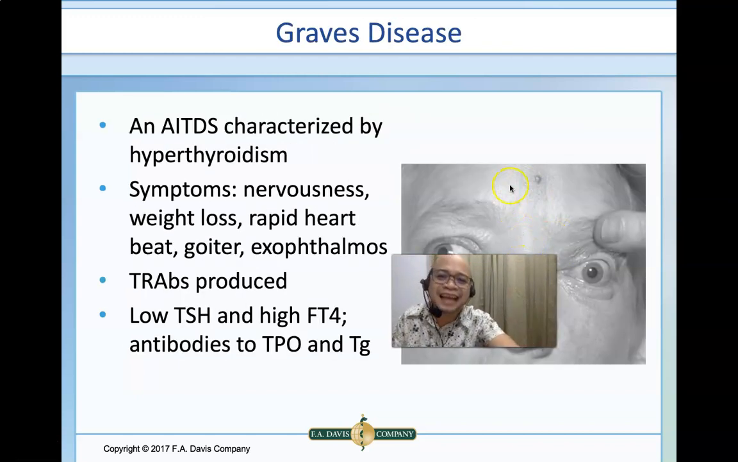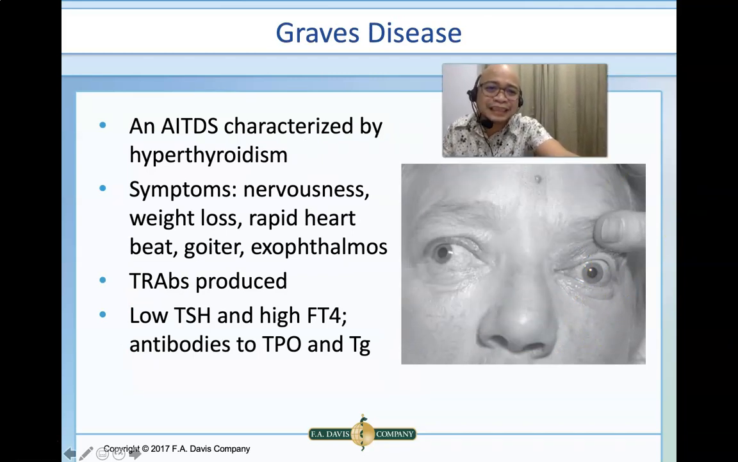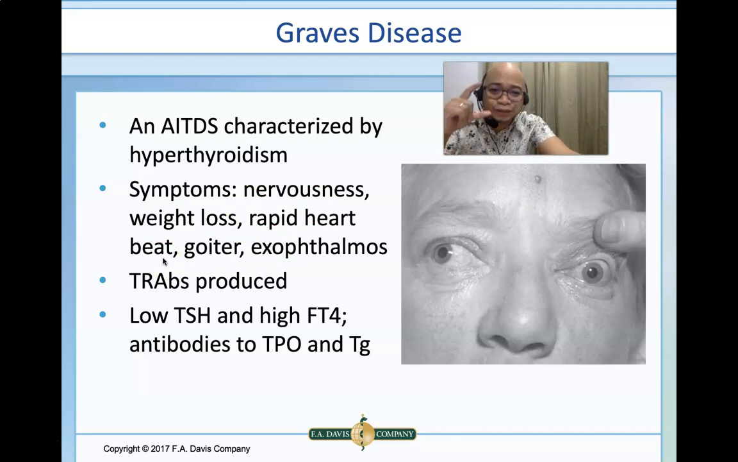So which is the exact opposite of Graves' disease? Because Graves' disease is characterized by hyperthyroidism. So symptoms include nervousness, weight loss, rapid heartbeat, goiter, and exophthalmos. So para yung lumalaki yung mata niya. Okay? And then thyroglobulin antibodies are also being produced. And then there is also a low TSH, high FT4, and antibodies against TPO.